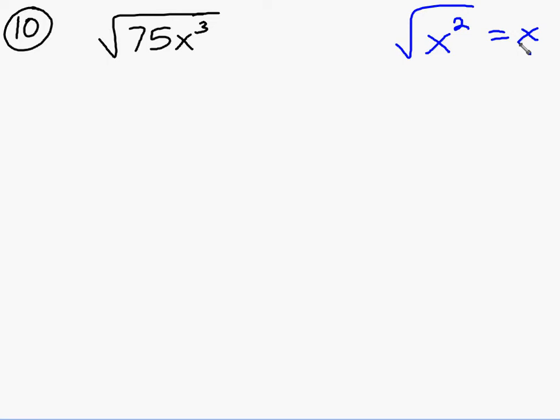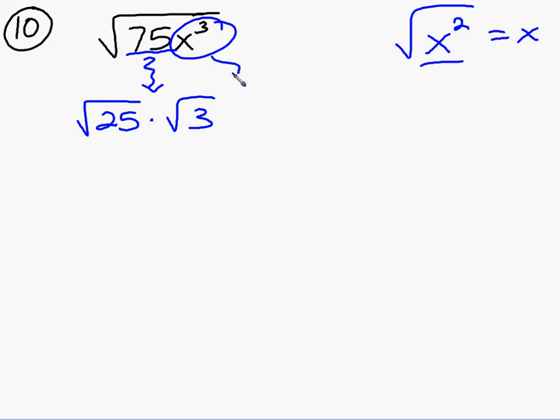So what we're wanting to do is break this thing down so that we have a perfect square times something. Do you see a perfect square in 75? Isn't it 25? So I want to make this the square root of 25 times the square root of 3. That takes care of the 75. Now, let's look at the x cubed. Didn't you just tell me that x squared is a perfect square? Can't I write this as the square root of x squared times the square root of x?